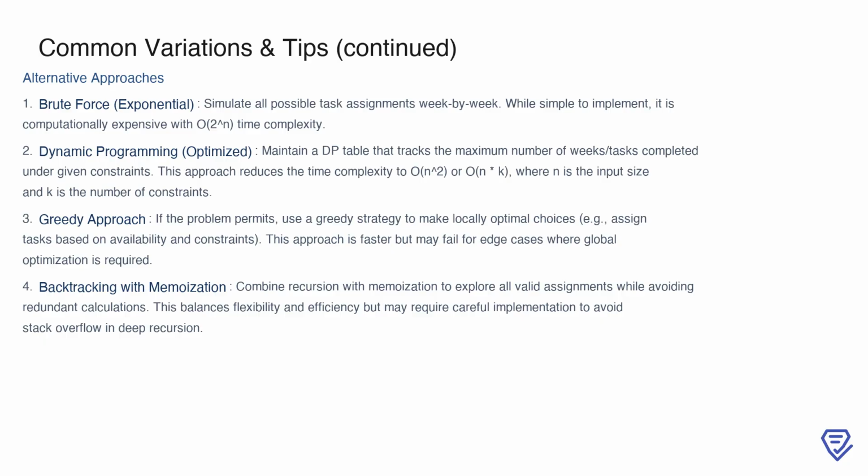Another option is a greedy approach, which involves making locally optimal choices, such as assigning tasks based on availability and constraints. This method is faster, but it risks failing for edge cases where a global optimization is necessary. Finally, backtracking with memoization offers a balance of flexibility and efficiency. By combining recursion with memoization, you can explore all valid assignments while avoiding redundant calculations. However, it's important to implement this carefully to avoid issues like stack overflow in cases of deep recursion. Each approach has its strengths and weaknesses, so the best choice depends on the problem's constraints and requirements.